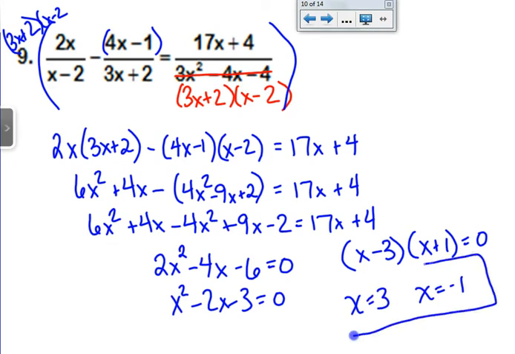And I do a quick double check on my original denominators. Are either one of those going to give me any issues? Divide by 0? No, they are not, so we are good to go.